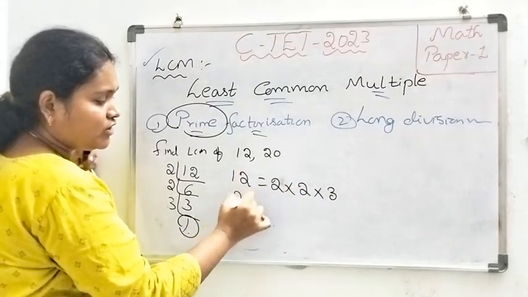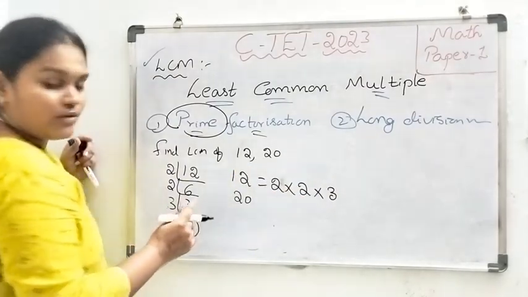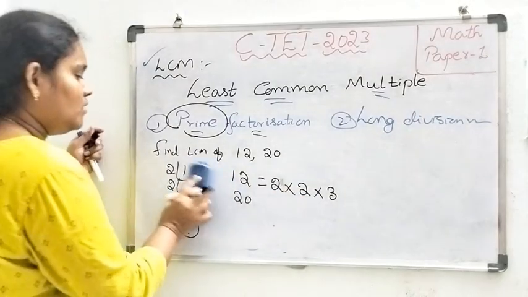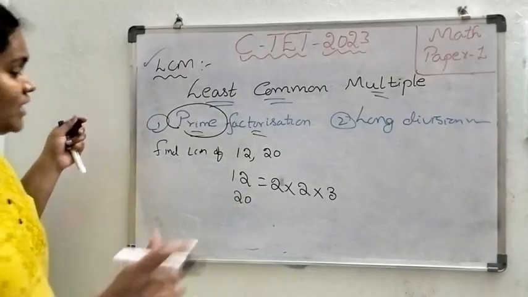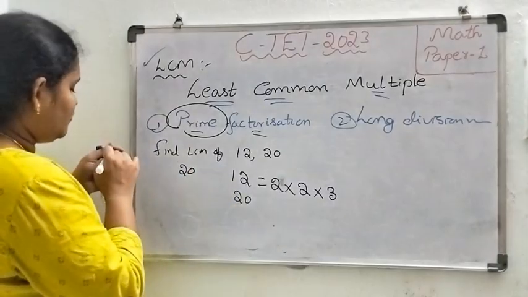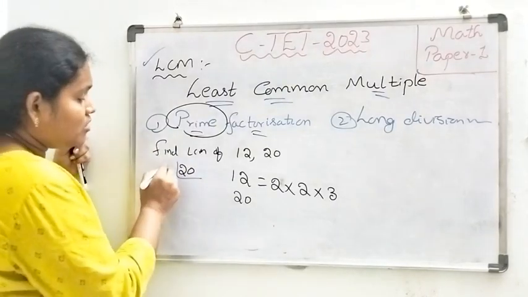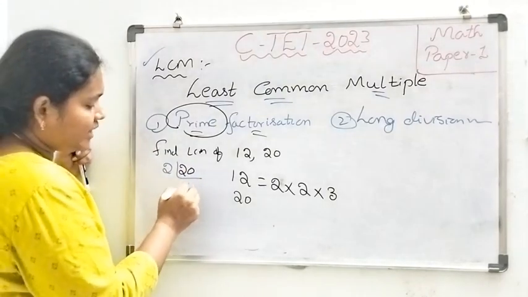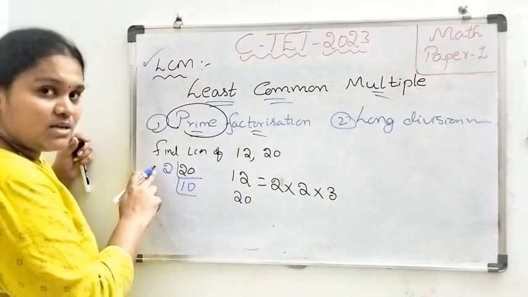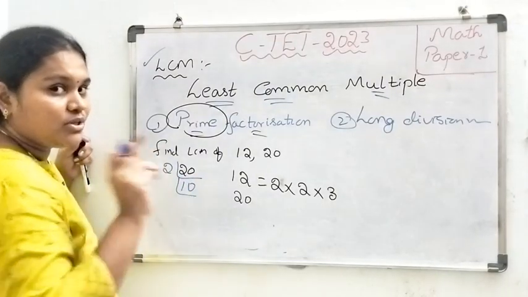And next, similarly for 20 also we should do prime factors. We start with the smallest prime number, so 2 we have to start. 2 tens. Again 10 can be cancelled by 2. If it is not cancelled then we should go to the next prime number.